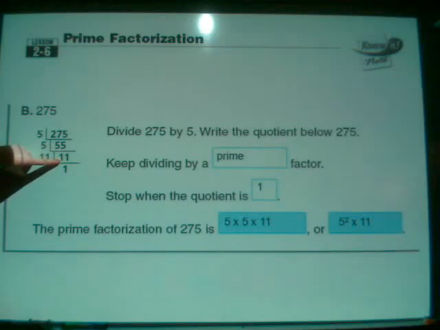All right, then I take 11 and chop out 11. 11 divided by 11 is 1. This is how I know I'm done. These numbers that I divided out here, that is my prime factorization. 5 times 5 times 11. Or if you want to write it with exponents, 5 squared times 11.